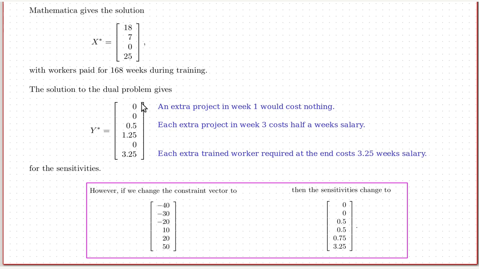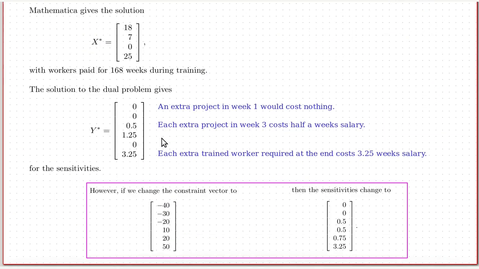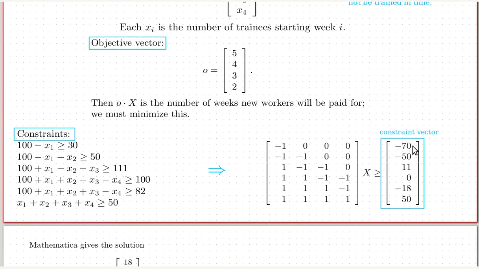It's the rate of change of cost with respect to each one of the constants in this constraint vector. So let's go through a couple of these. The first entry in the solution to the dual problem is 0, so that means the sensitivity of the cost, the total salary, is 0 to the first entry in the constraint vector. Well, this entry in the constraint vector basically comes from the 30 projects that we had to do.